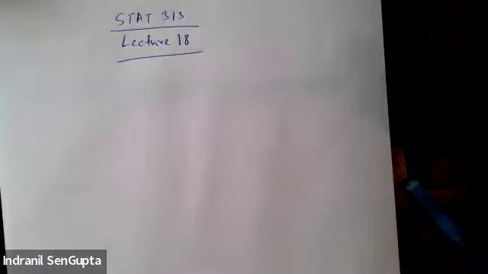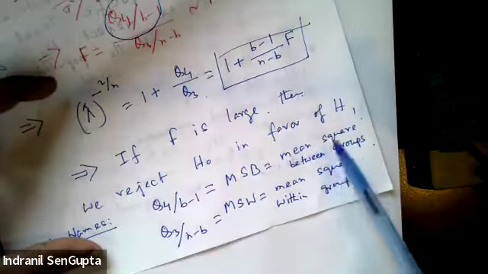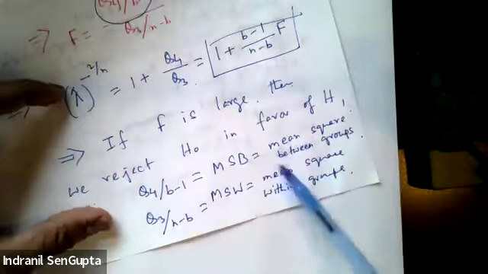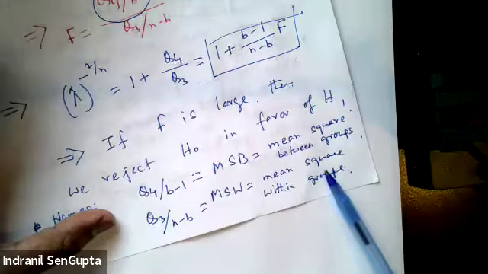Let me remind you very briefly what we have done in the last class. In summary, we considered these two quantities. First of all, we computed Q4 over B minus 1, which we call the mean square between groups, or MSB, and then Q3 over N minus B, which we call mean square within groups. This is corresponding to different buckets, and this is inside the same bucket in a way.